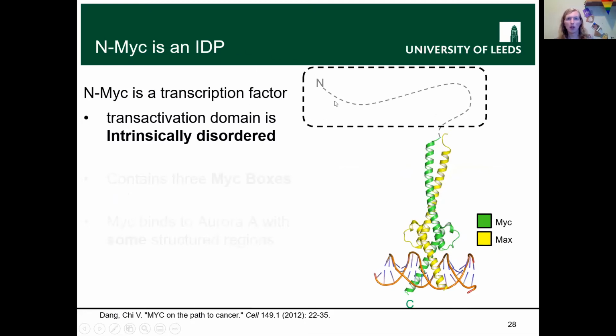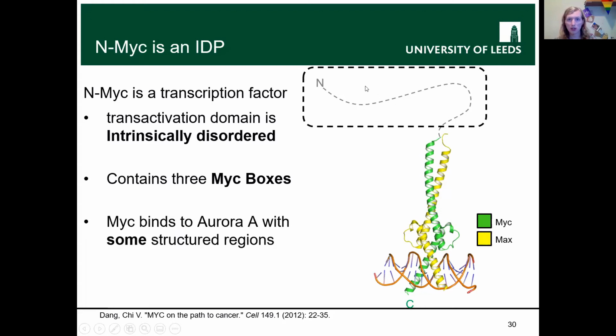So the IDP in this interaction is NMYC. Its transactivation domain is intrinsically disordered. NMYC itself is a transcription factor, and that is just a fancy way of saying it binds to DNA to do transcription, so to make other proteins. Target proteins of NMYC interact with this intrinsically disordered domain to help it do its job. This domain is cut up into three MYC boxes.